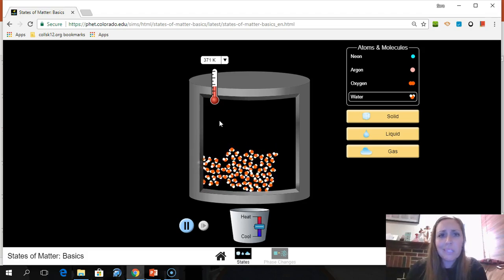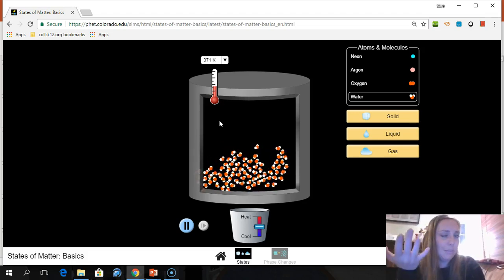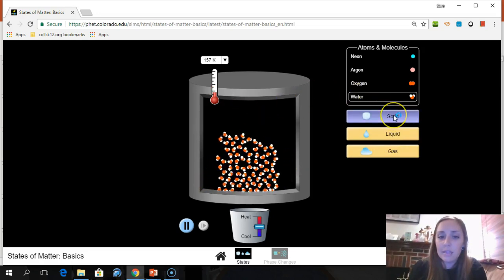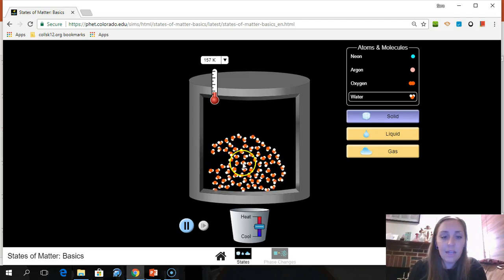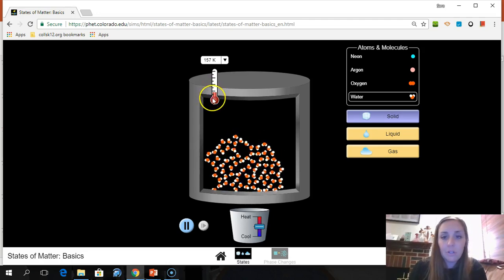That's how you can smell hot chocolate, right? It's still a liquid, but there's a little bit of gas always above it. And then let's make it a solid. You can see they're all kind of clunked together. They're shaking in place. They're not really moving around as much. The temperature's lower.